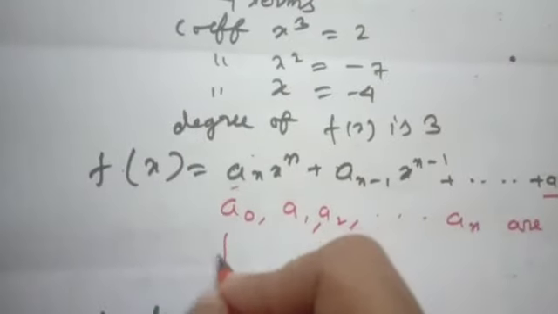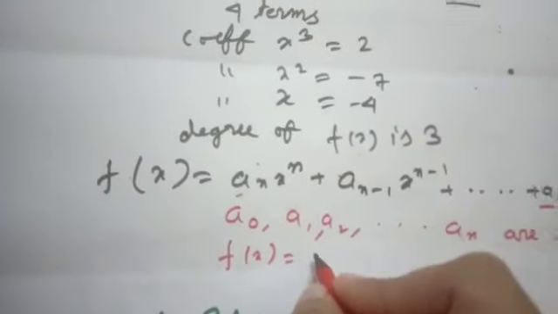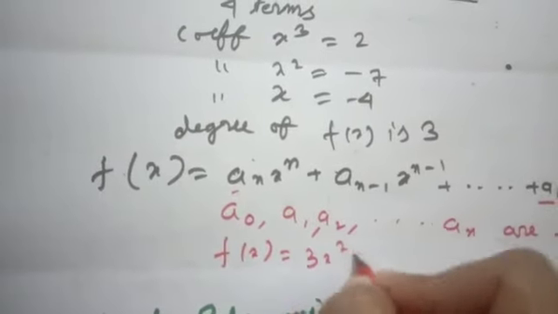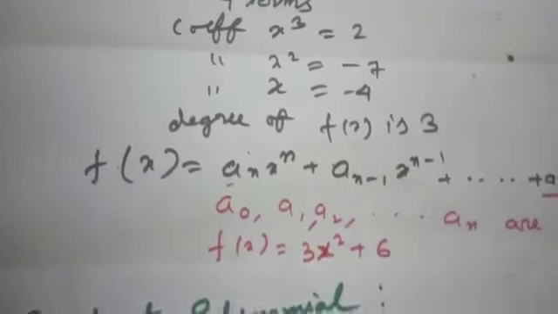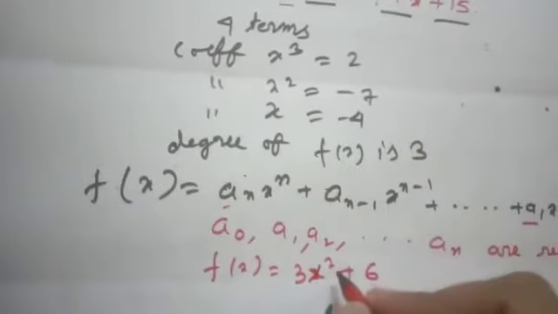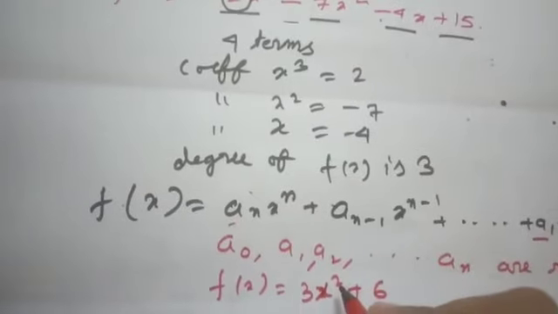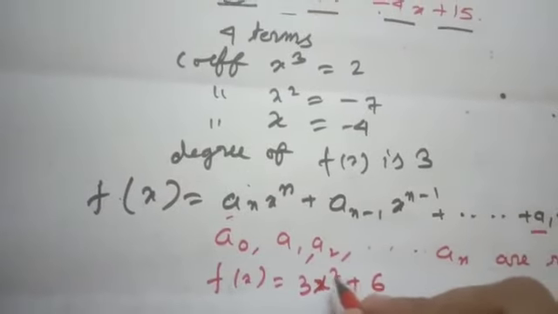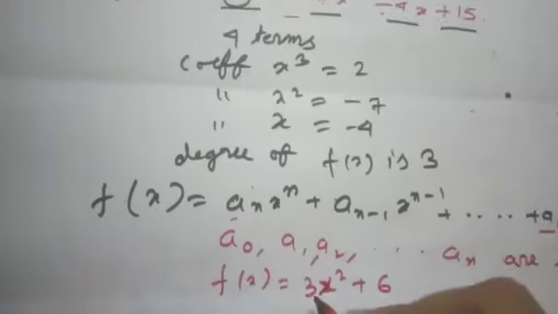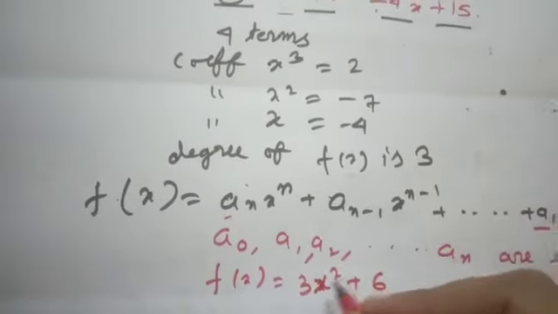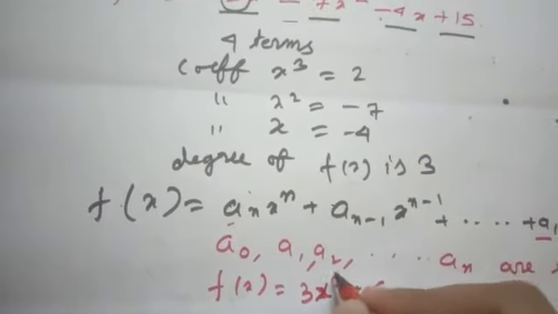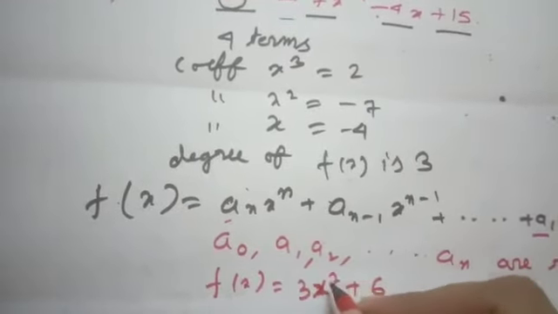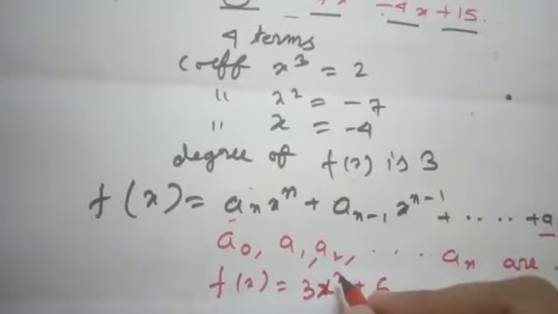Let's see an example, you can understand. Let f(x) equal to 3x square plus 6. Here the highest degree term is 3x square and the exponent of x is 2. So here the degree of the polynomial is 2. So here n is 2 and 2 is a non-negative integer.